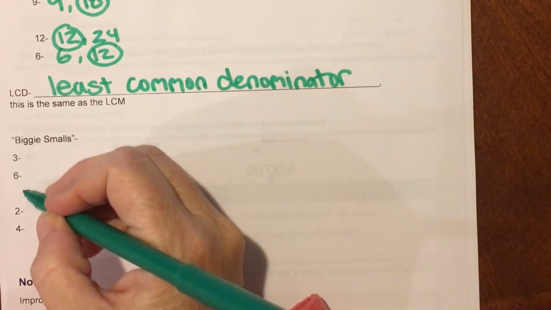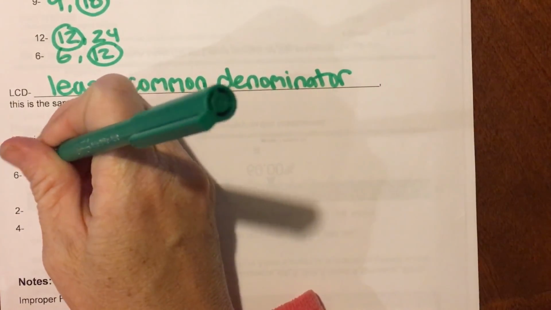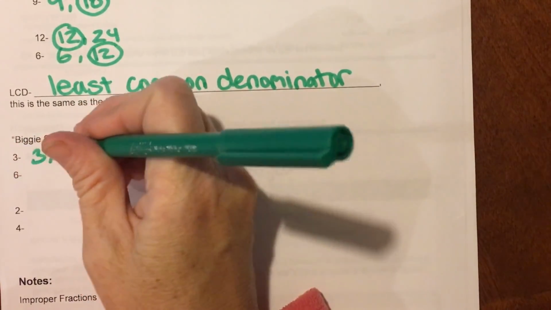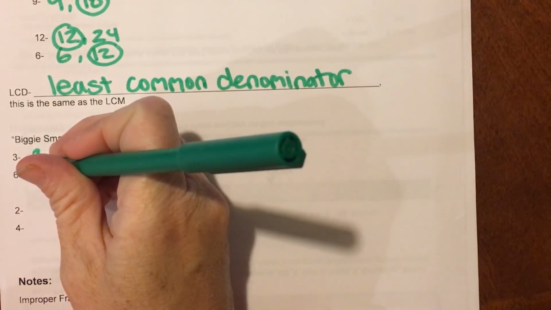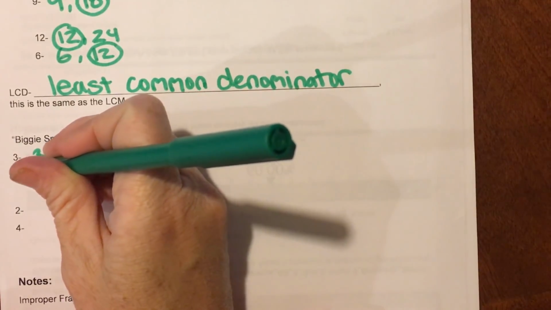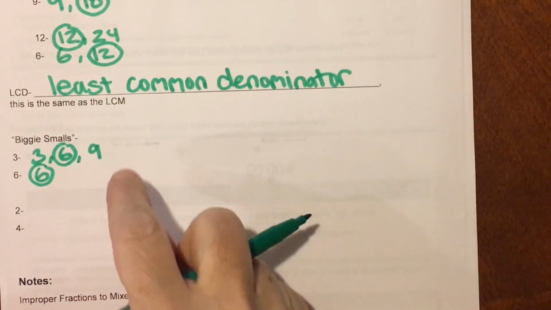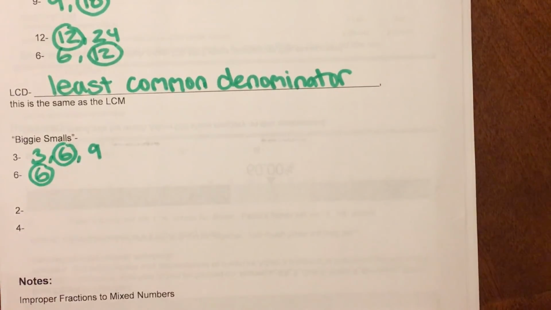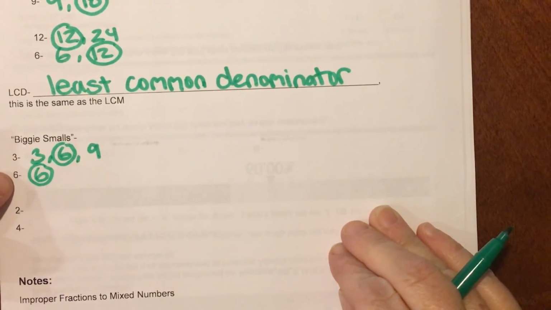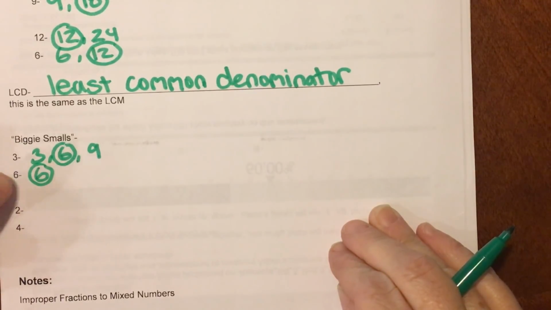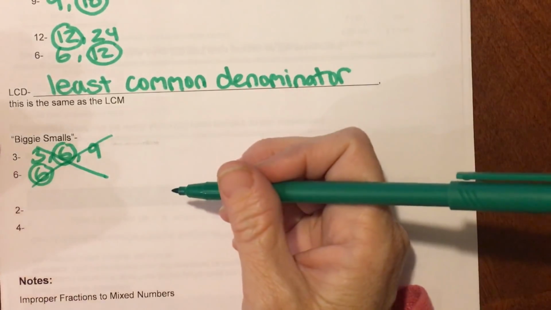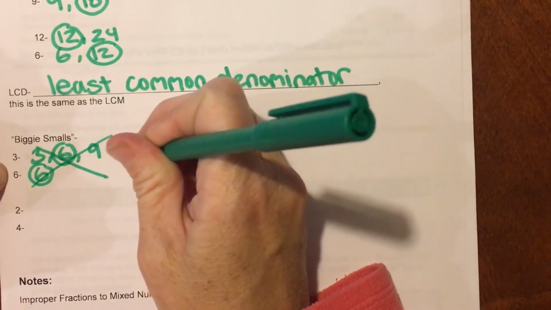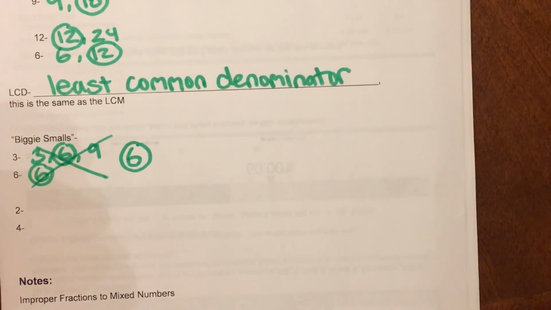So I'm going to find my LCM for 3 and 6. 3 times 1 is 3. 3 times 2 is 6. 3 times 3 is 9. 6 times 1 is 6. And notice that I found it. It's 6. What Biggie Smalls means is if the small number fits into the big number, the big one is your LCM. So you could save yourself time and not do the work and say, wow, 3 fits into 6, so my LCM must be 6.